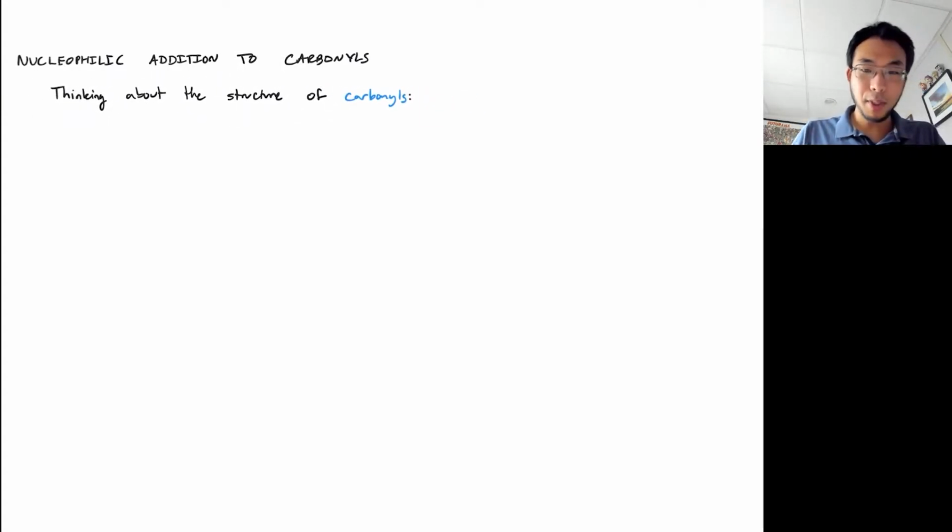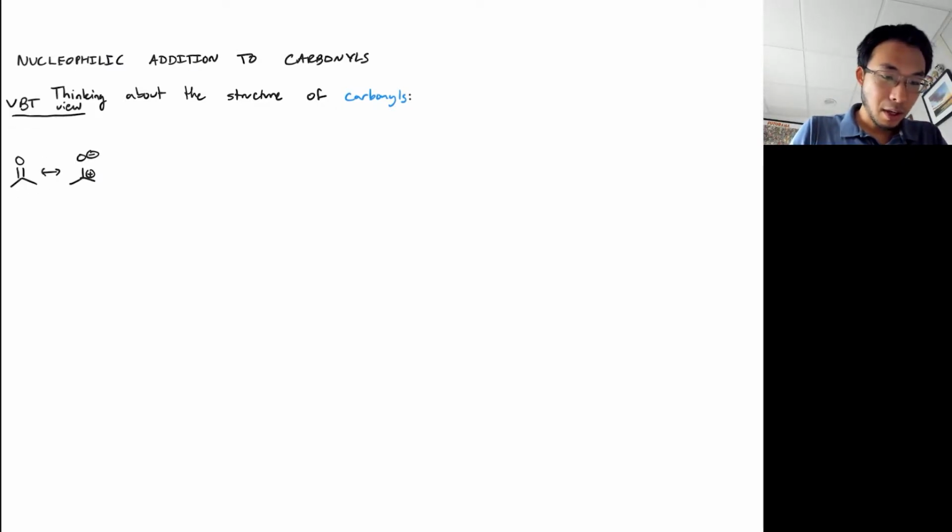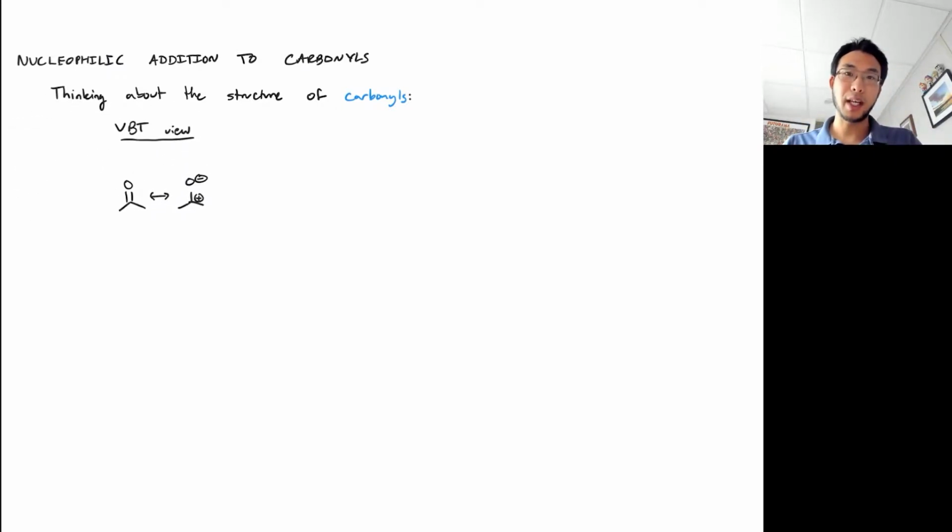Before we think too much about the actual reactions themselves, it's worth thinking about the structure of the carbonyl just to understand some of the different outcomes of the reactions that we'll see. So there's a few different views we want to be able to take on the carbonyl. The first is the resonance or valence bond theory inspired view, and that's the view that tells us that the carbon of the carbonyl has a bit of partial positive charge on it, while the oxygen of the carbonyl has a bit of partial negative charge on it.